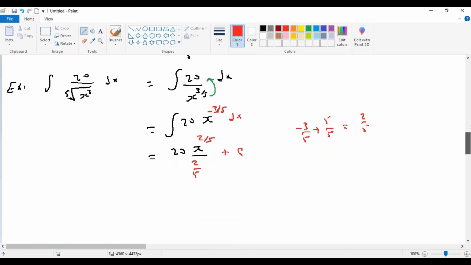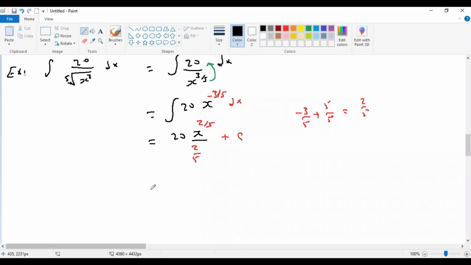Can it be simplified? Yes, it can be simplified. So this is equal to, the 5 will be here, and you divide by 2, 20 times 5 over 2. So 20 divided by 2 is 10, and times 5 would be 50. So this will be 50 x to the power, x to the power what? 2 over 5, over fifth root of x squared, plus c is the answer.